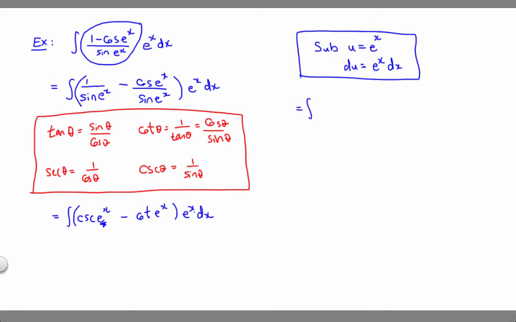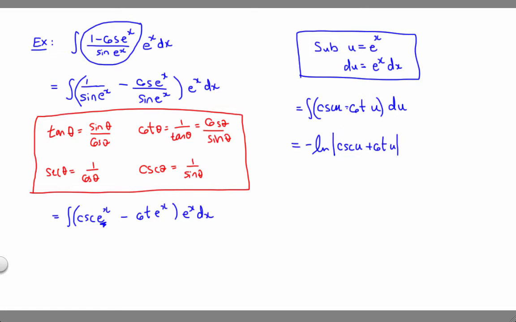So continuing from our previous step, I'm going to say we've got the integral of cosecant u minus cotangent u, and that's all being multiplied by du. Perfect, so we're ready to apply those formulas that we saw in the previous video. So let's start with the integral of cosecant u. That's going to give us negative ln absolute value of cosecant u plus cotangent u. So that's the first term done.